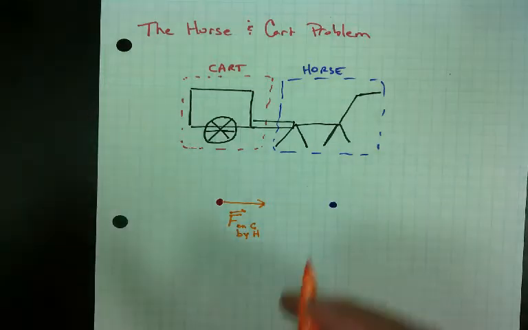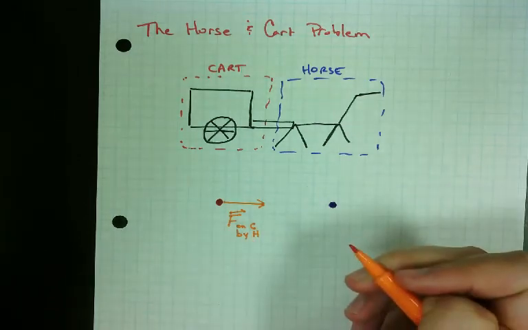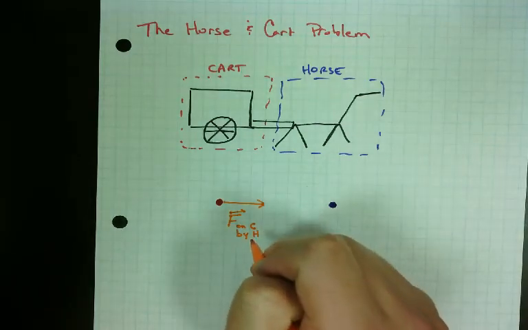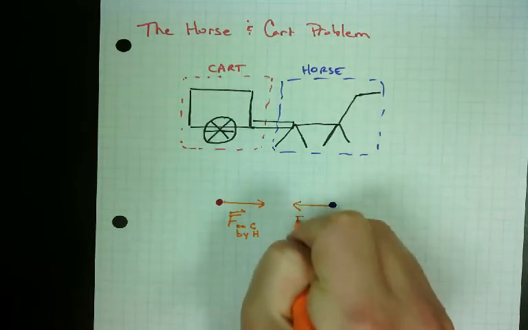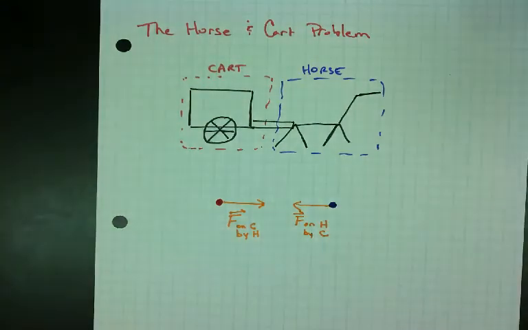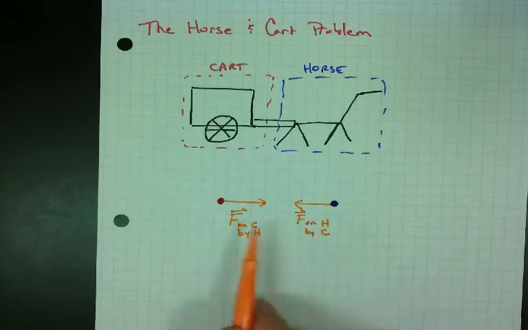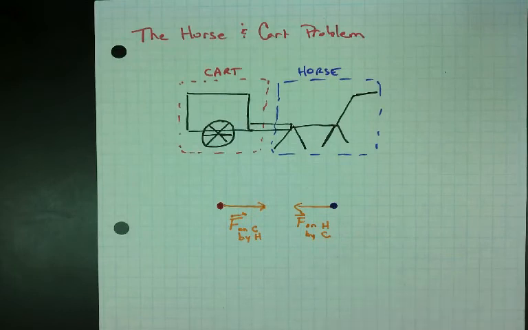What does the reaction force act on? It acts on the horse. So remember Newton's third law, every action has an equal and opposite reaction. So if we have a force on cart by horse, we have a force on horse by cart, right? But notice, you already see why these two things are not going to cancel each other out. They're not canceling each other out because they're not on the same system. They're not on the same free body diagram. So they cannot cancel each other out. The only things that can cancel each other out are forces that are on the same free body diagram.